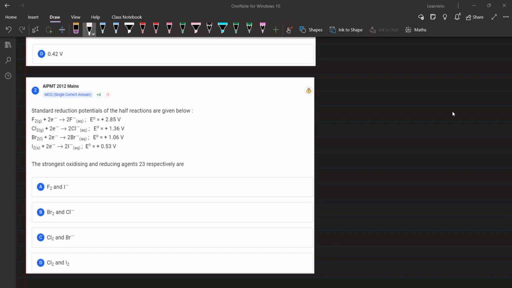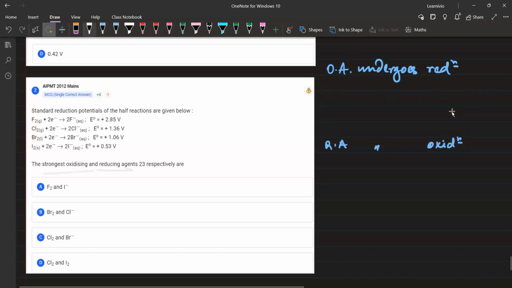Strong oxidizing agent and strong reducing agent. Oxidizing agent जो होगा, it will oxidize others. In order to oxidize others, it has to take electron from them. Until unless it is going to take electron from the other species, it is not able to oxidize it. That means oxidizing agent undergoes reduction. वो खुद रिड्यूस होता है. सिमिलरली रिड्यूसिंग एजेंट undergoes oxidation.